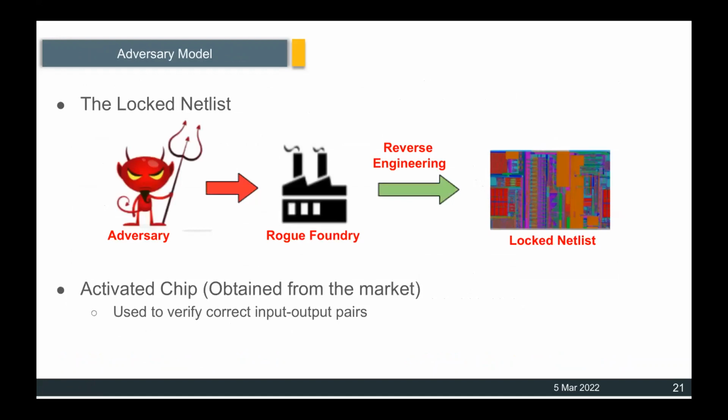So therefore, now let us get back to our original adversary model and see how we can exploit this property to perform an attack on the obfuscation. Again, let's quickly recollect the adversary model. The adversary has access to the locked netlist, that means the netlist which has these extra locking gates with the unknown keys. And from the market, the adversary has also obtained an activated chip through which it can verify the correct input-output pairs. But it doesn't know the key, and the objective of the attacker is to know the key.